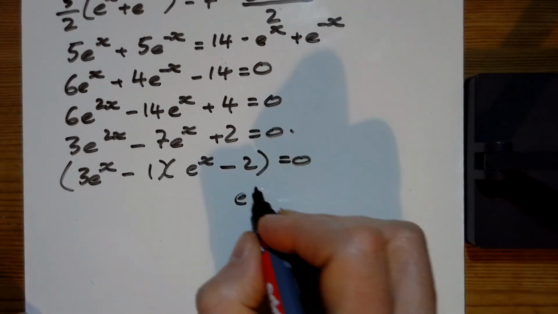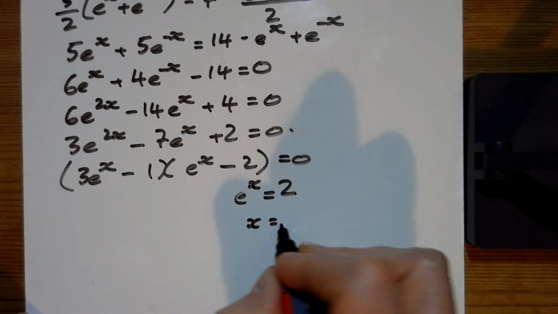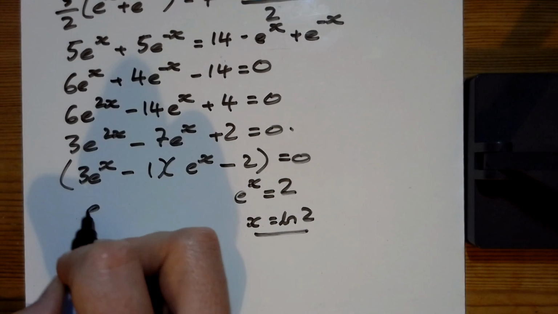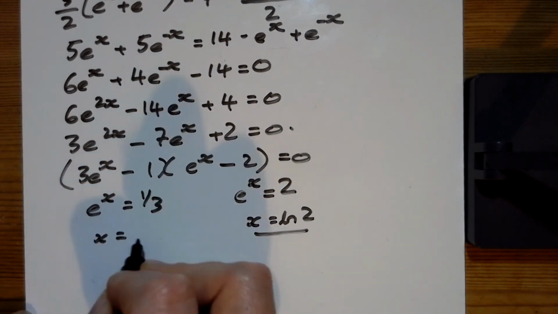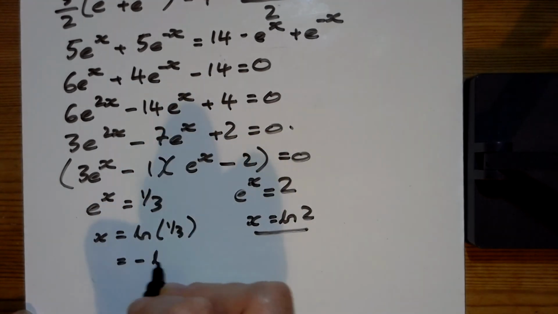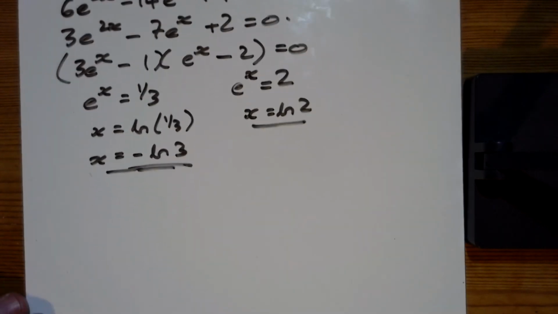So we've got two answers. e to the x is equal to 2, so x is equal to ln 2. Or e to the x is equal to a third, and so x is equal to the ln of a third, which of course is the same as minus ln 3. And they're the 2 points where it meets. I think I'll risk it and keep going.